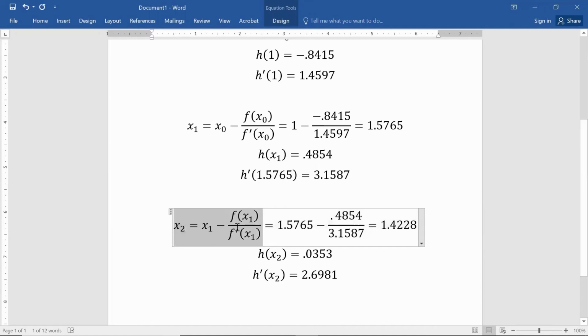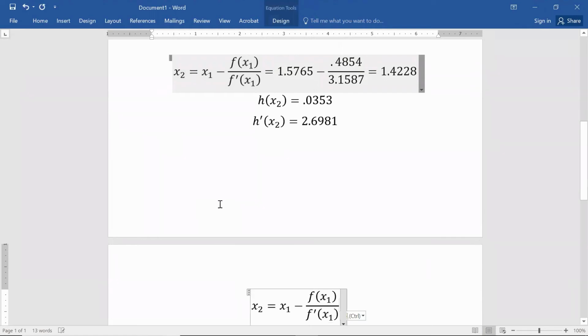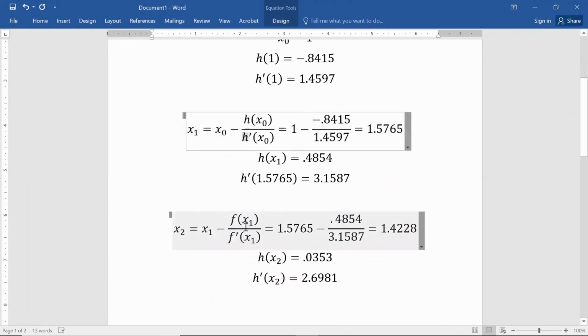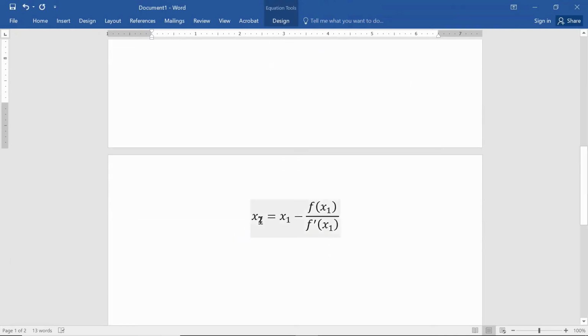I'm going to just keep doing the same process. Although I keep writing f in my function, my function is called h. Probably shouldn't have done that. But that's just a little notational thing. Notice that that's not the biggest deal.